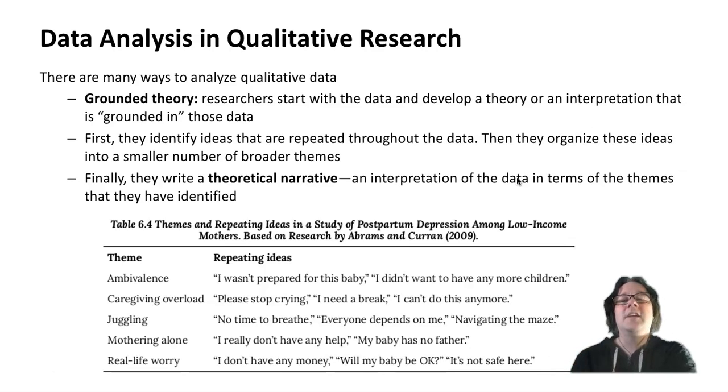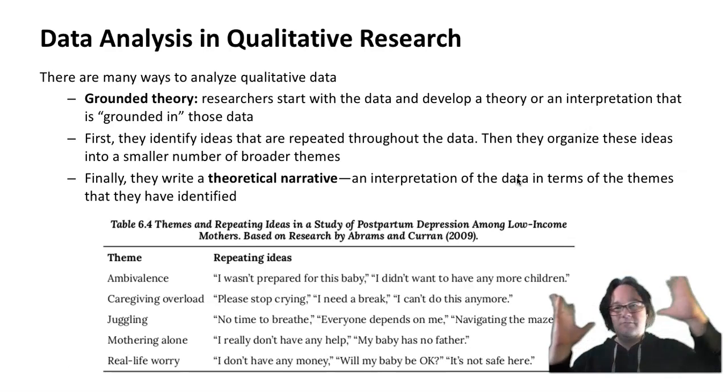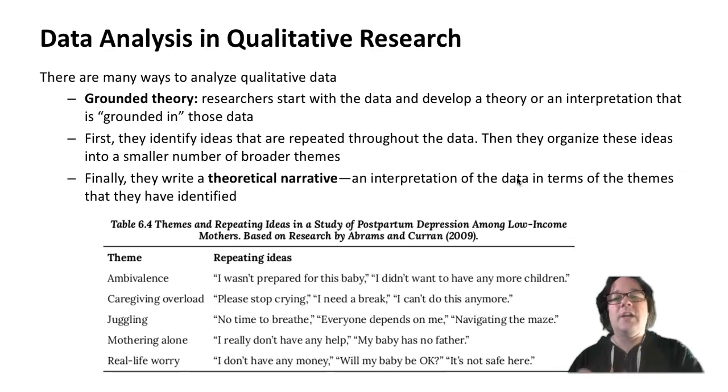But the primary way is what's known as grounded theory. So with grounded theory, researchers start with the data and develop a theory or an interpretation that is, quote unquote, grounded in those data. So you will start with the data first and go through the data and basically try to identify patterns, try to identify themes, try to identify whatever might be useful in trying to understand the grand scheme, to try to understand all the data, right? So you're using the data to develop a theory, essentially, right?